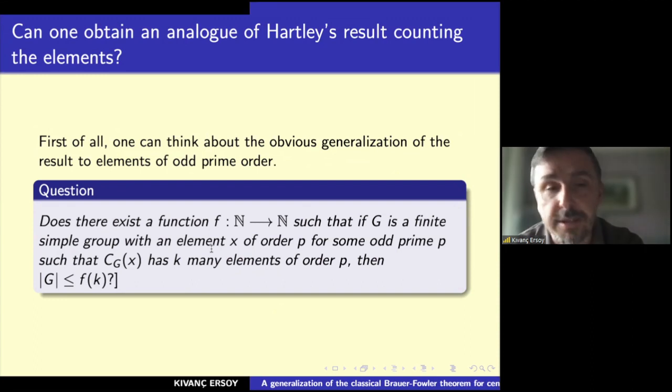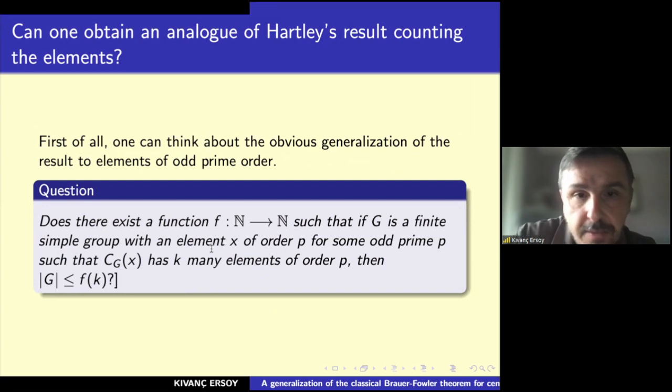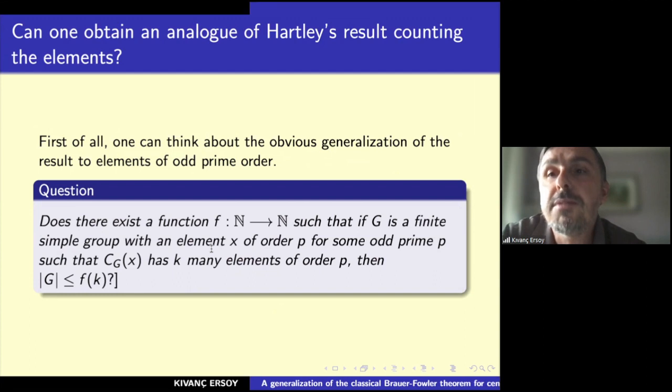So for odd prime orders, the question can be the following. Does there exist a function f such that if G is a finite simple group with an element x of order p for some odd prime p such that C_G(x) has k many elements of order p, then the order of G is bounded in terms of f of k? This can be, at the beginning, something for me to think about. Maybe for some of the people in the audience it has a very trivial answer, but I will show that the trivial answer is very immediate.